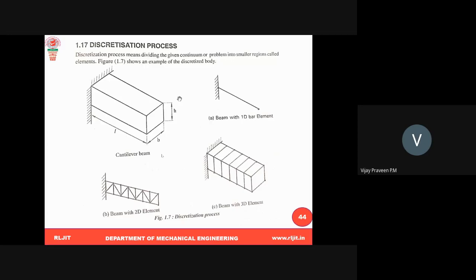So why is this a very important step? Suppose you can get the answer correctly for all three, not a problem. But what is the main point? Suppose instead of 1D analysis, if I do 2D or 3D analysis, what will happen? What may be the drawback? You'll get the result accurately, there is no problem in that. But what is the problem?